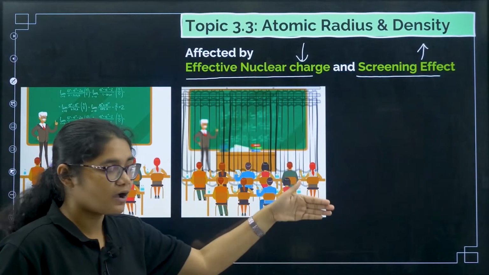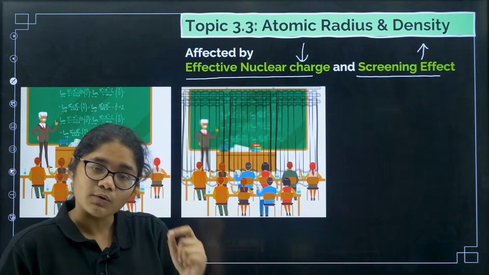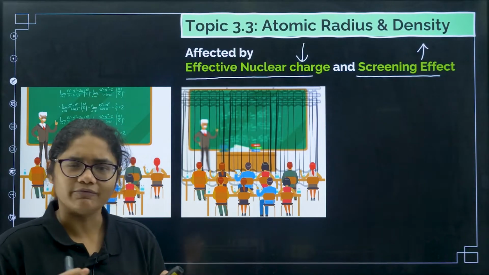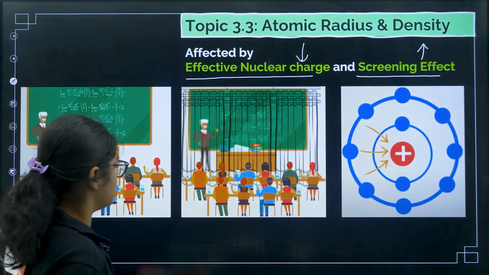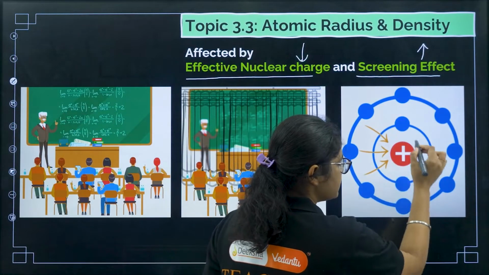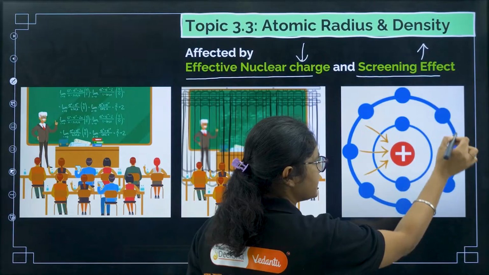Because there is something, obstruction is there. This is what is called a screening effect. Now how to apply it in an atom? See, this is the nucleus charge, this is the nucleus, and these are the outermost electrons, right?